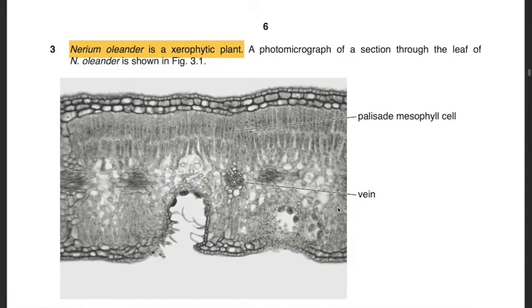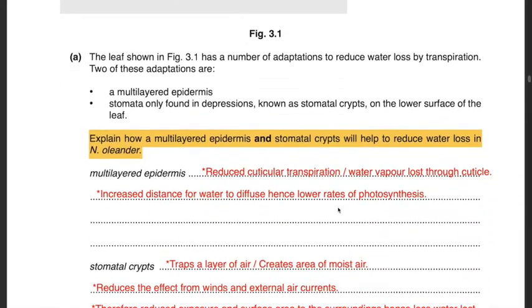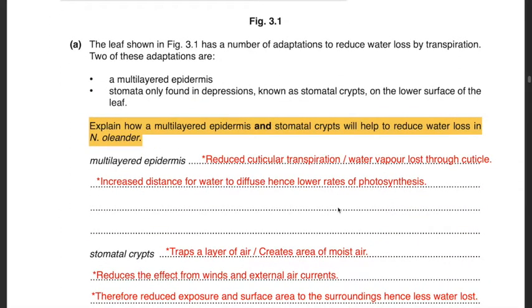Question 3. Nerium oleander is a xerophytic plant. A photomicrograph of a section through the leaf of Nerium oleander is shown in Figure 3.1. Part A. The leaf shown in Figure 3.1 has a number of adaptations to reduce water loss by transpiration. 2 of these adaptations are a multi-layered epidermis, and stomata only found in depressions known as stomatal crypts on the lower surface of the leaf. Explain how a multi-layered epidermis and stomatal crypts will help to reduce water loss in N.